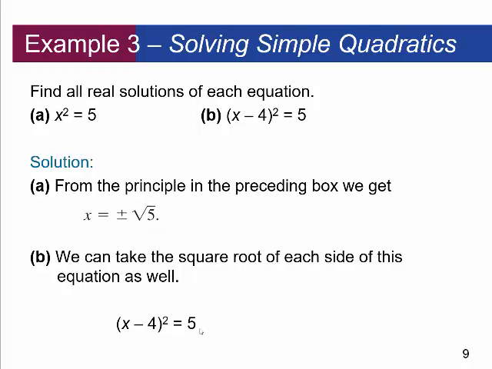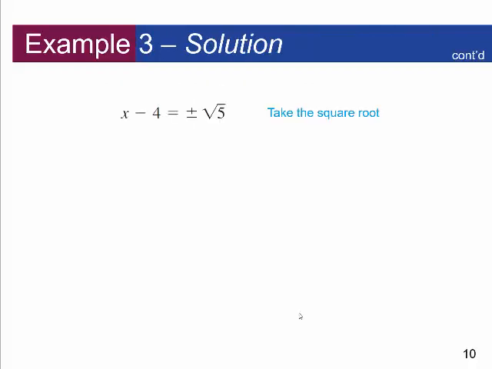Same deal here. We're going to take the square root of both sides to undo this square and get the x minus 4 by itself. Now when I do, again, you get two solutions. I took a square root to solve, so it's plus or minus the square root of 5.